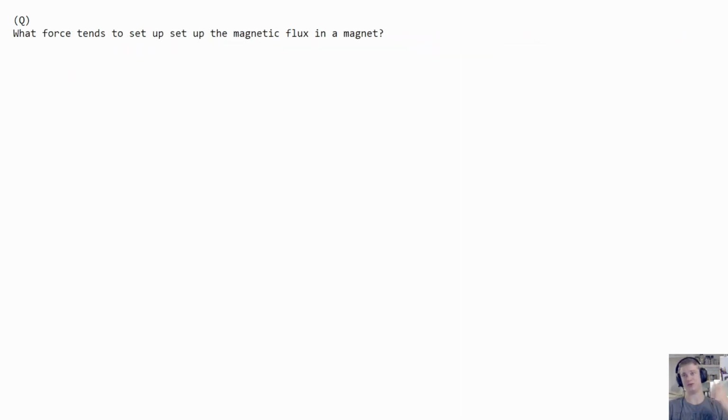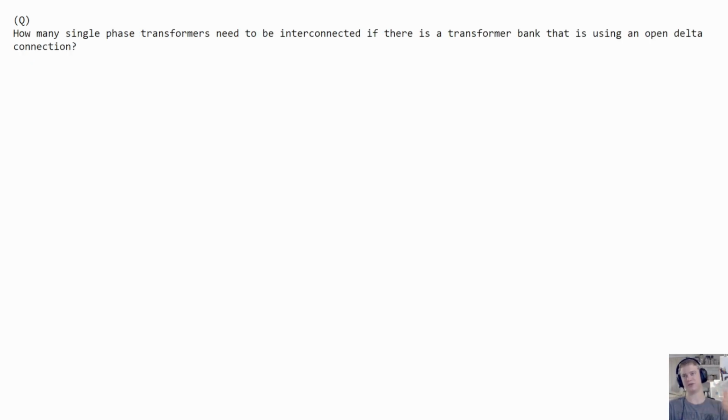Next question, what force tends to set up the magnetic flux in a magnet? And this would be known as magnetomotive force. You might know electromotive force. Here we have magnetomotive force. Next, how many single-phase transformers need to be interconnected if there is a transformer bank that is using an open delta connection? Okay, that would be 2 single-phase transformers. An open delta is going to be for a whole video on its own, so you see my note, make a video about this. Look out for that one.